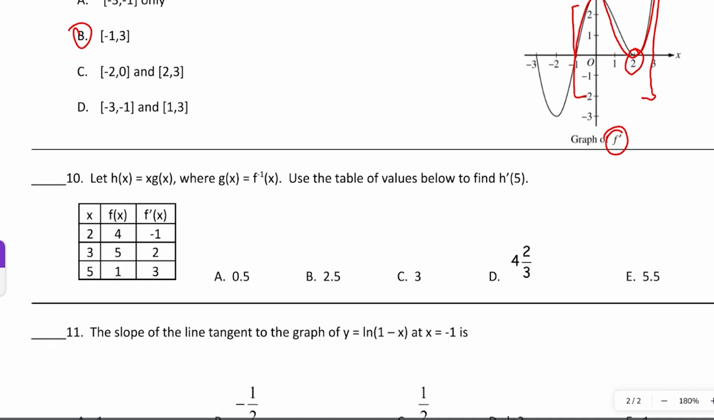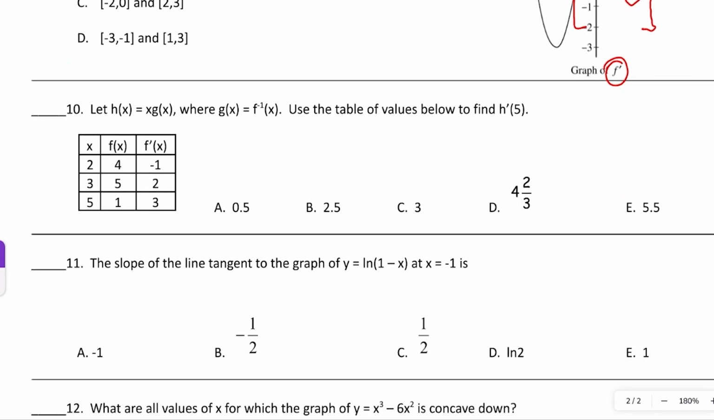Number 10, we have a little inverse action going on here. We have h is a function defined as the product of x and g, where g is the inverse of f. Use the table of values to find h prime of 5. Okay, so first of all, we need to find h prime. So h prime, we're going to have to use the product rule here, is the derivative of x, which is 1, times g of x, plus x times the derivative of g of x.